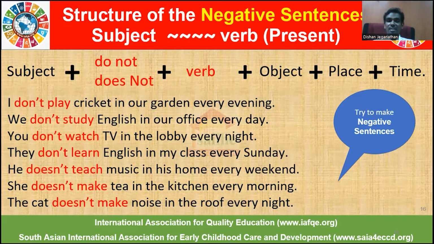He doesn't teach music in his home every weekend. She doesn't make tea in the kitchen every morning. The cat doesn't make noise in the roof every night. So the difference between these two is do not will be used for I, you, we, and they. Doesn't will be used for he, she, it.